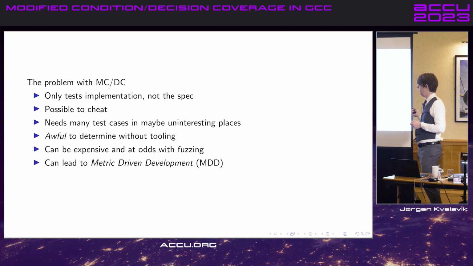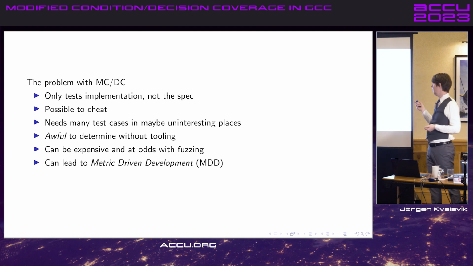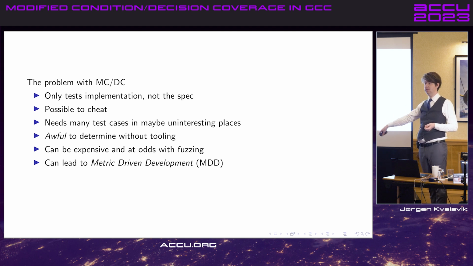In practice, in order to fully satisfy coverage, you might need many test cases that aren't all that interesting. A good example, I try to think of what is a good example where you don't necessarily want all kinds of interactions tested, is command line parsing. Deep interactions in that is probably not going to be so interesting. It's awful to determine without tooling. Doing this by hand for any expression larger than 3 is just miserable.